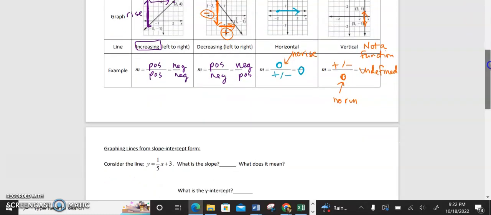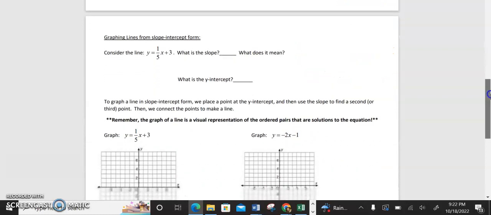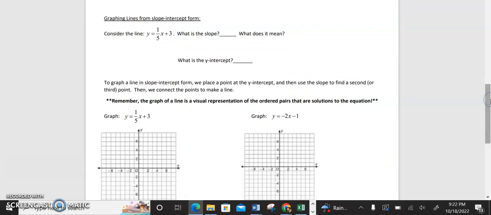When a line is in slope-intercept form, it actually makes it fairly easy to graph, okay? And it is in that y = mx + b. So if we look at this line, y = 1/5 x + 3, if we line everybody up with y = mx + b, our slope is 1/5, and our y-intercept is 3.